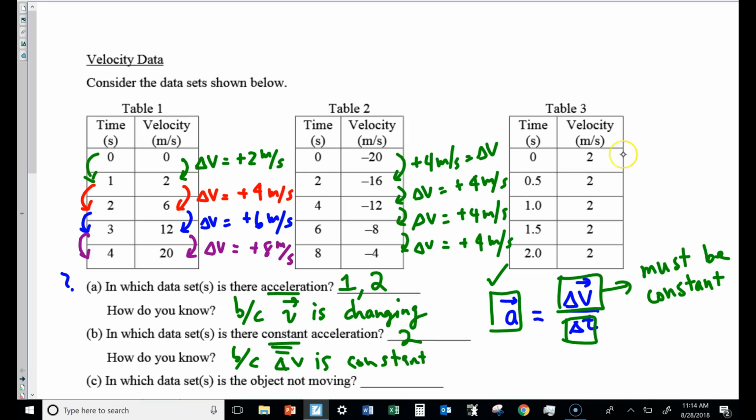Now you might argue that this one is constantly adding 0, so that's constant acceleration too. And you would be valid. You could put 3 as well, or you don't have to. Both would give us the full credit.